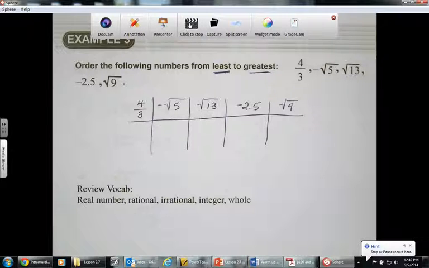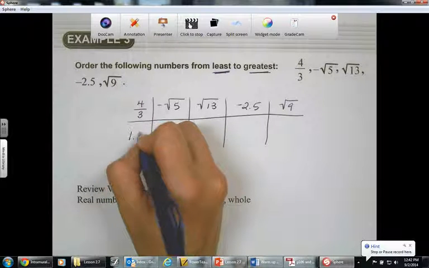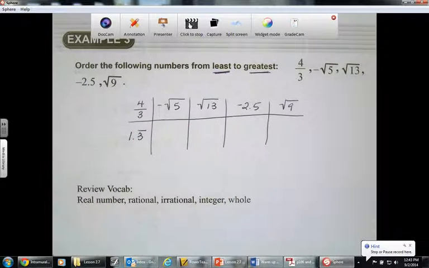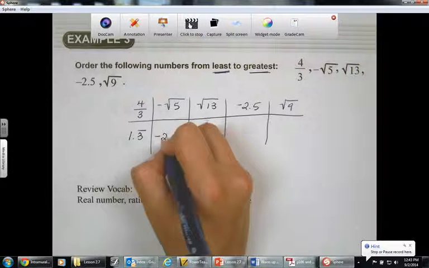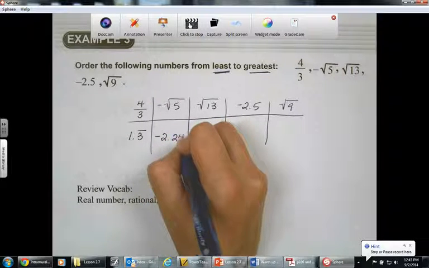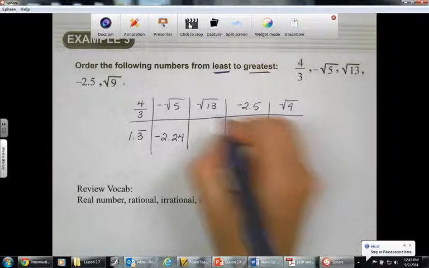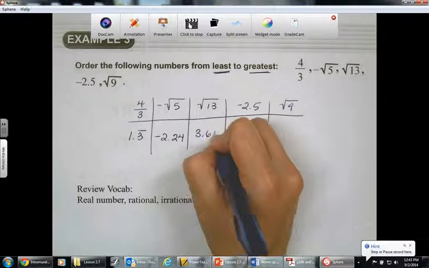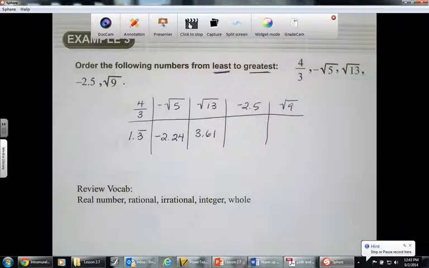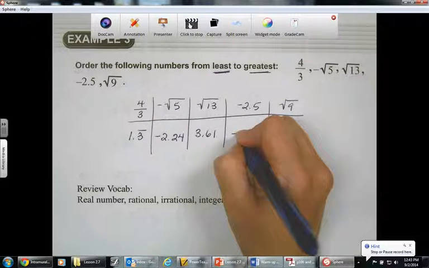So 4/3 as a decimal would be 1.3 repeating. I would probably have to do the square root of 5, and I'm getting negative 2.24 if I round correctly. Square root of 13, 3.61. A lot of times I like to round to the nearest hundredth. Sometimes they'll be closer. These, obviously, it's not that big of a deal, but a lot of times the nearest hundredth is a good place to round.